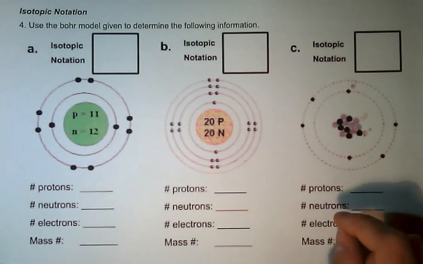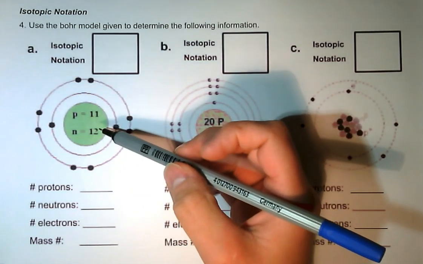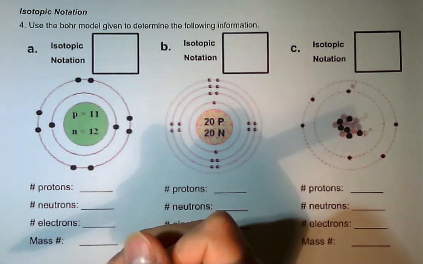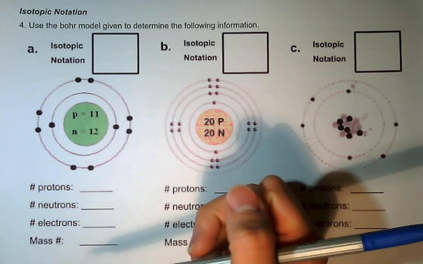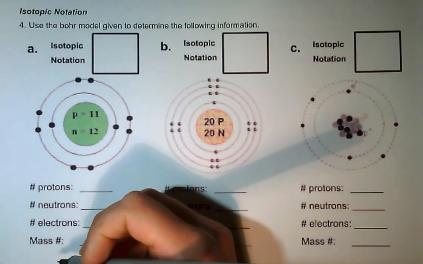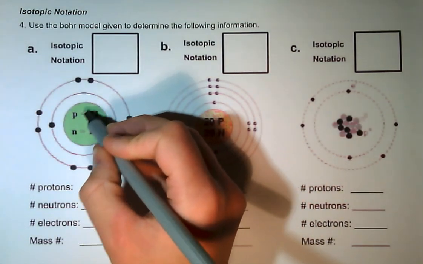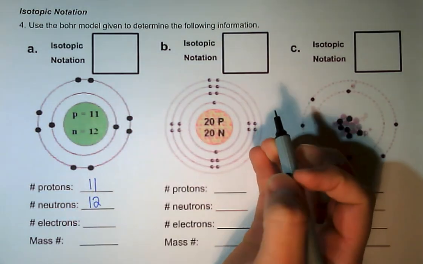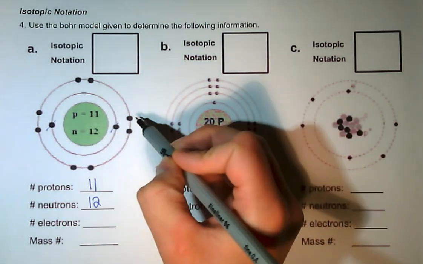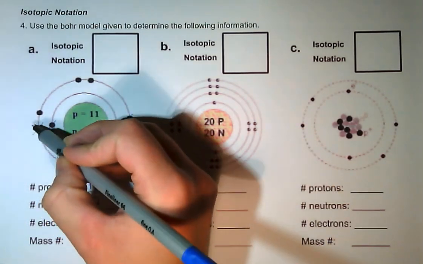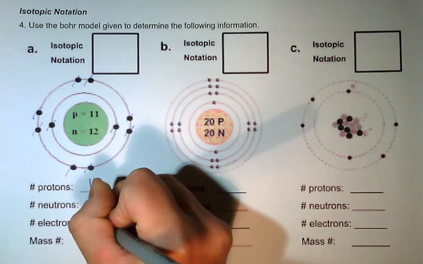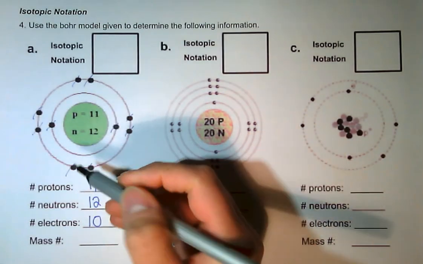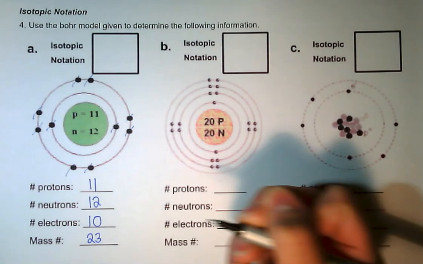And finally, we are given a Bohr model and asked to write the isotope notation and list the protons, neutrons, electrons, and mass number. So let's do this part first because that's easier. Number of protons is 11, it's given. Neutrons is 12. And electrons we can count. We have 1, 2, 3, 4, 5, 6, 7, 8, 9, 10 electrons. And our mass number is protons plus neutrons. 11 plus 12 gives us 23.